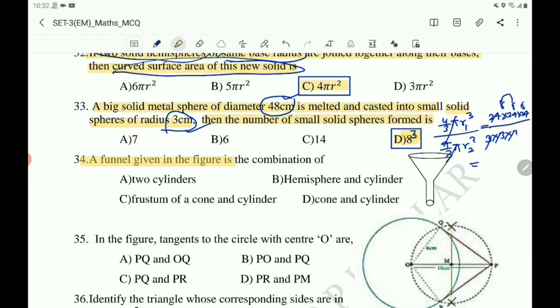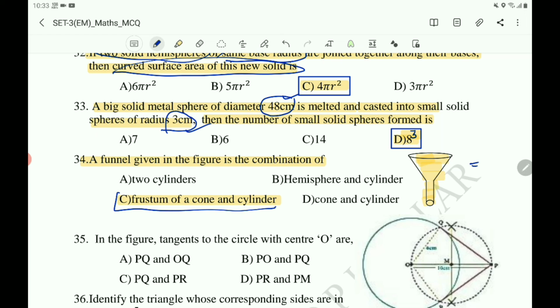Then you take the question number 34. Funnel given in the figure is a combination of. You know, the funnel is a combination of. Here see the upper portion and lower portion. Upper portion is a frustum of a cone and the lower portion is a cylinder. So you can take the option frustum of a cone and a cylinder. Option C is the answer. Note down option C.